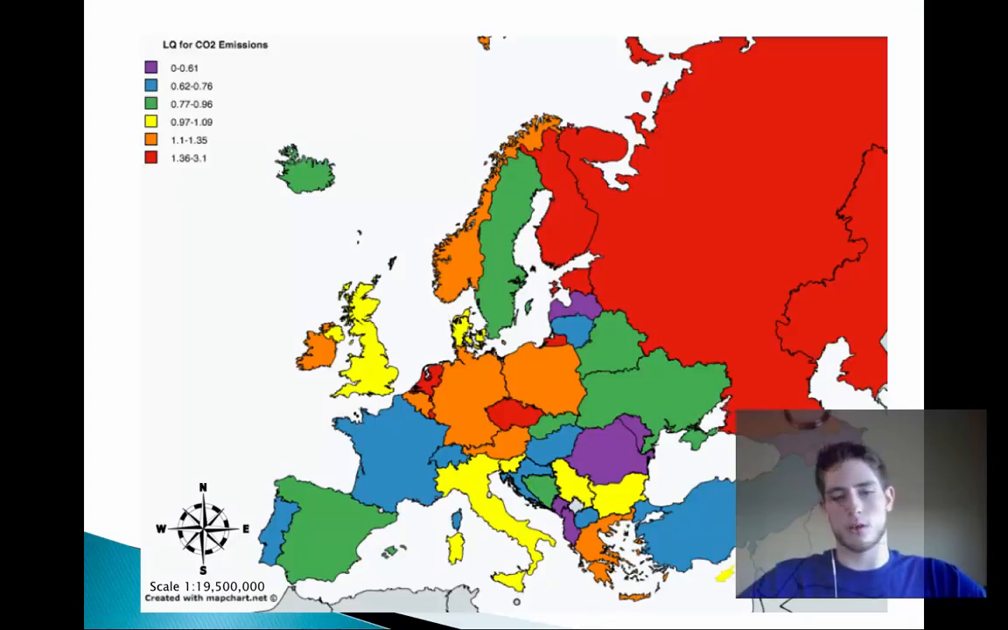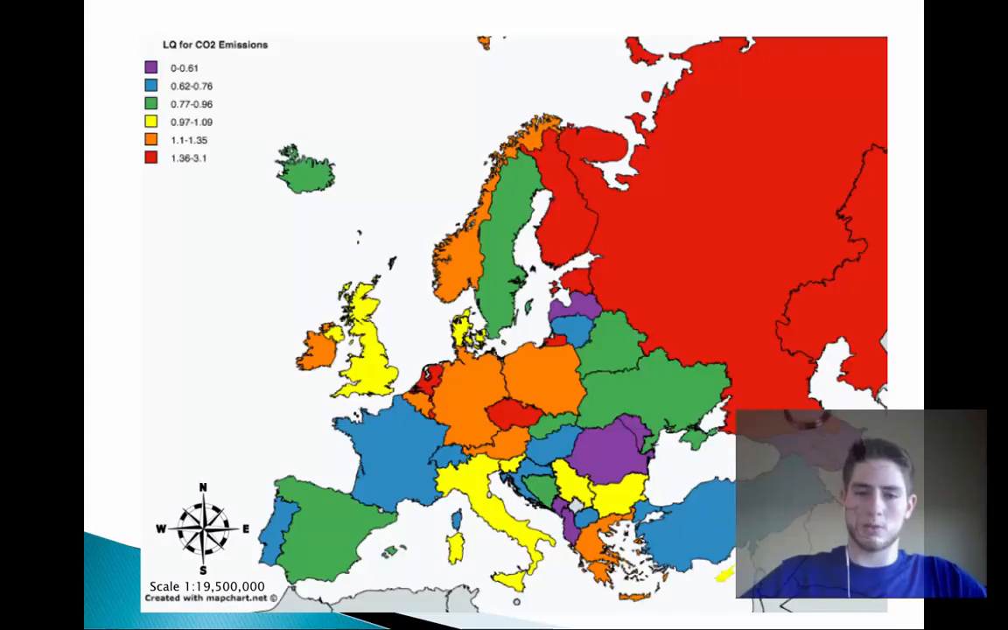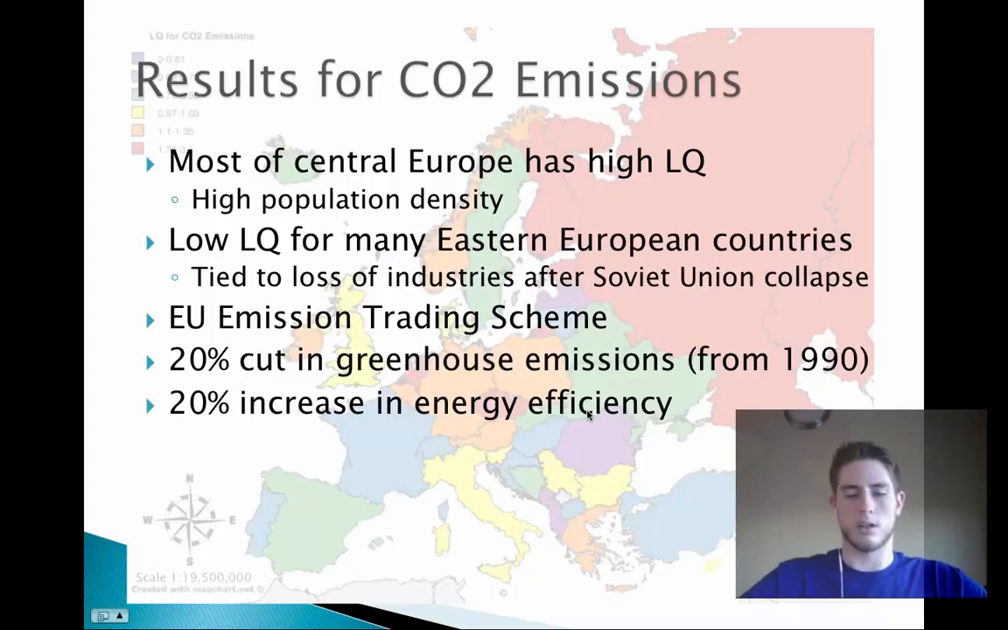So here's my map for CO2 emissions. As you can see, a lot of Central Europe is heavily populated, with high population density and a lot of population pressure. So you expect a lot of CO2 emissions. And then there is a low location quotient for many of the Eastern European countries, like Belarus, Ukraine, countries in that area, where the low CO2 can really be tied to the fall of the Soviet Union. They lost all the heavy industry, which would have been contributing to the pollution.